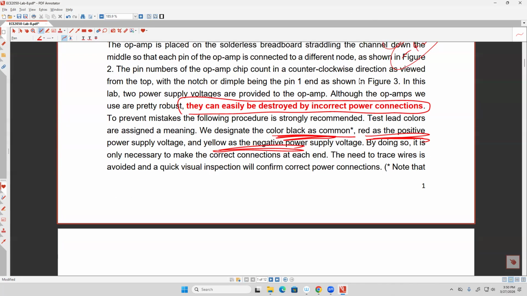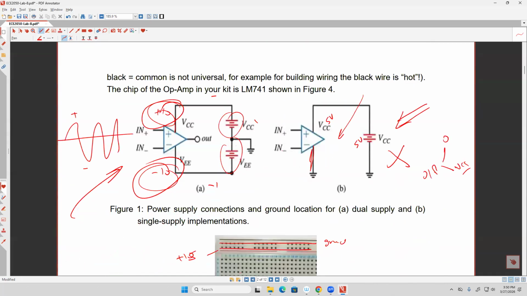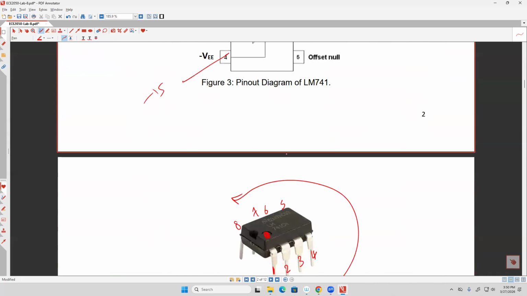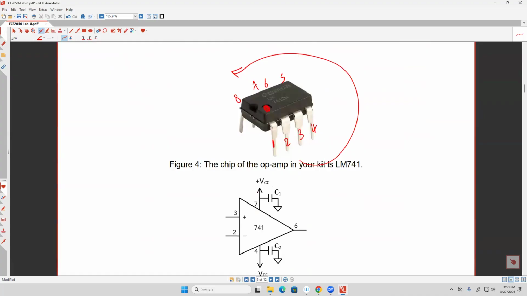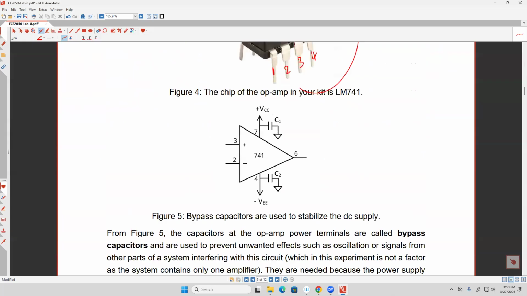So what you need to do is make sure the connection is correct, and the values are also correct. And I recommend once you finish it, before you connect, you can ask the TA to come and take a look. Okay.